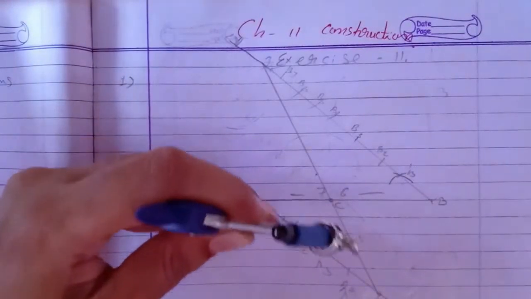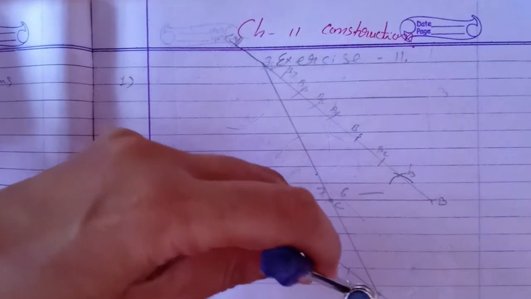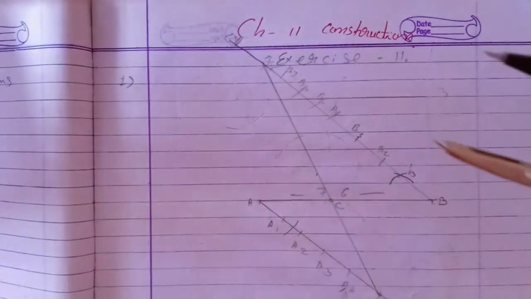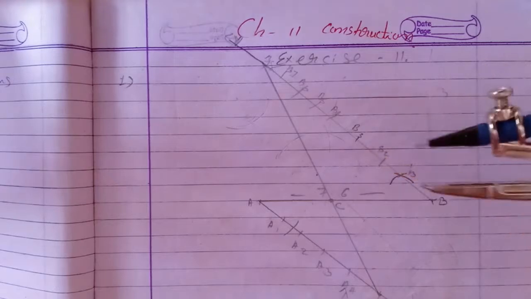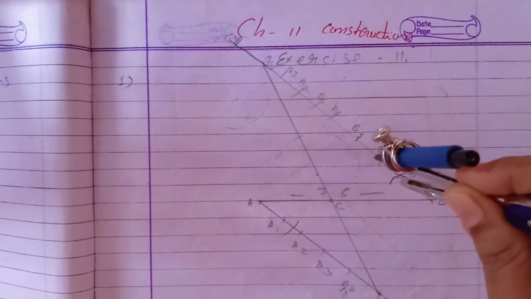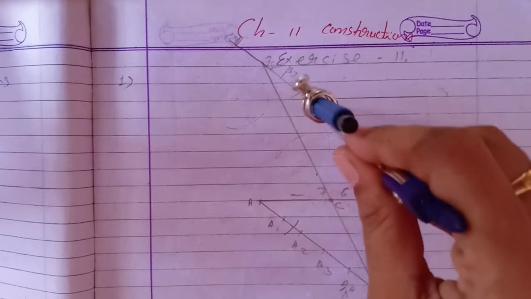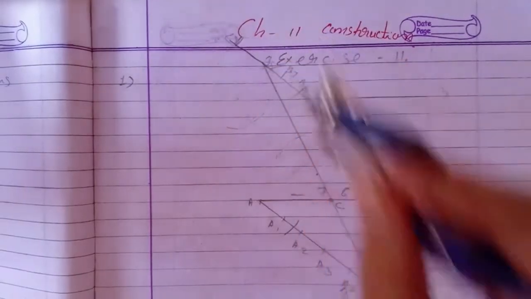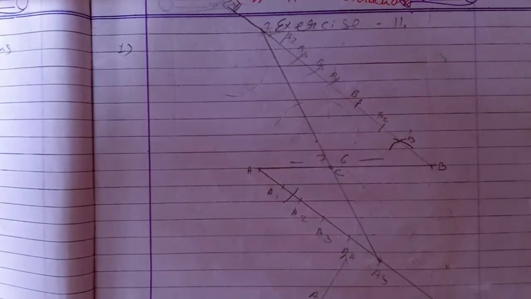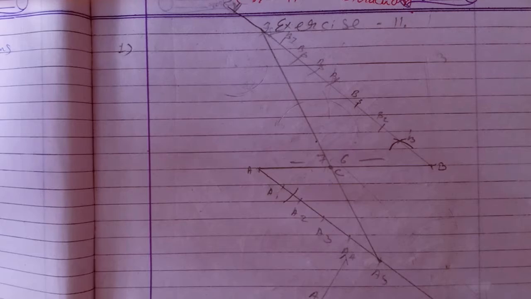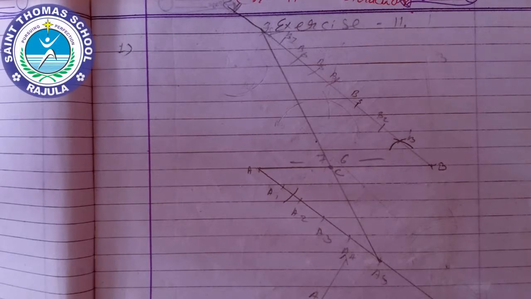A1, A2, A3, A4, A5. In the same way, with the same 1 centimeter radius, we have to draw B1, B2, B3, B4, B5, B6, B7 and B8. Draw the arcs such that AA1 is equal to A1A2 is equal to A2A3 is equal to A3A4 is equal to A4A5 is equal to B1B2 is equal to B2B3 is equal to B3B4 is equal to B4B5 is equal to B5B6 is equal to B6B7 is equal to B7B8.